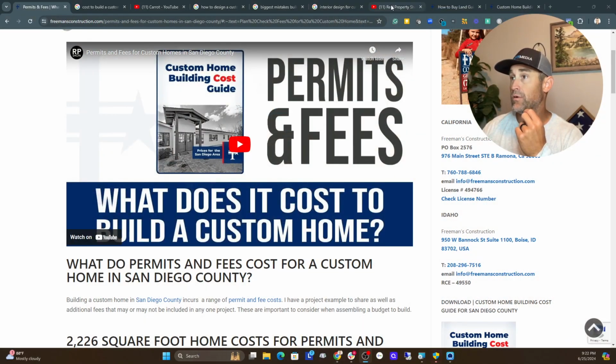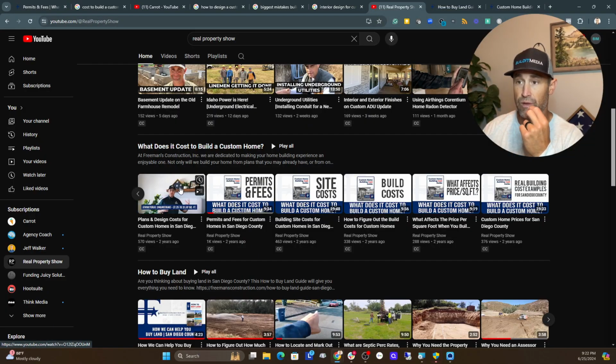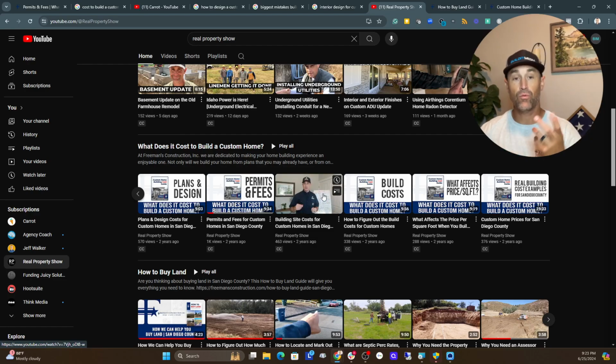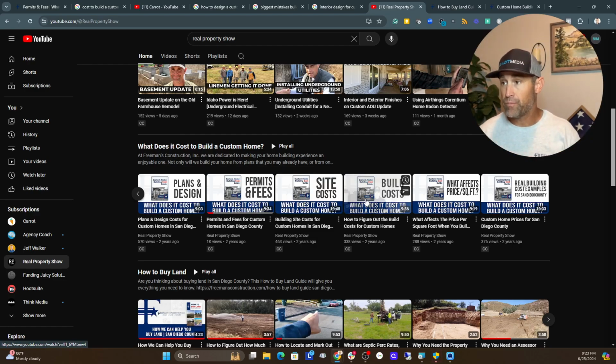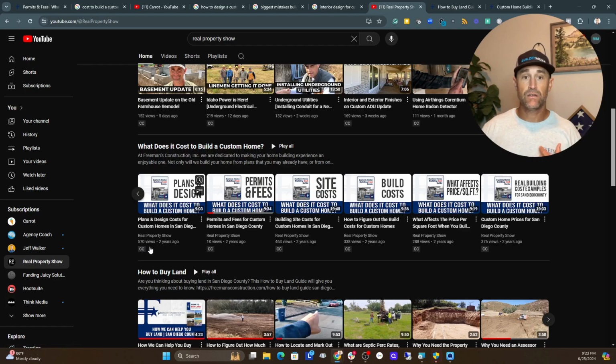Let me show you another example of this. Over here are other options like plans and design for those areas, permits and fees, site costs, what wells cost in this area, building costs, and what affects the price per square foot in those buildings. And you can see this is prices for San Diego County, so very specific.